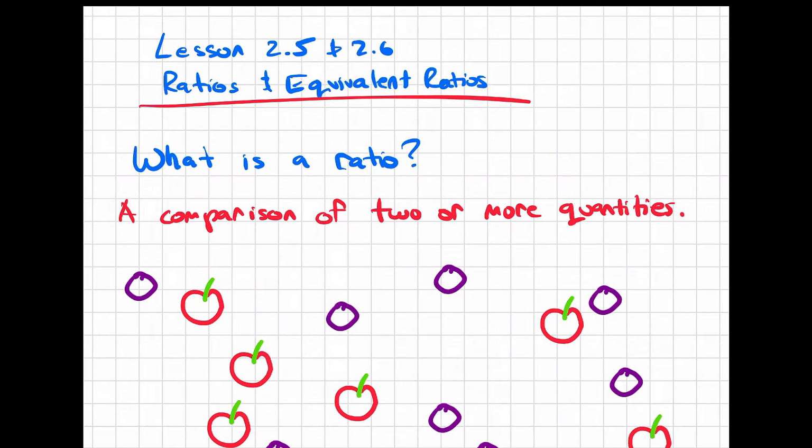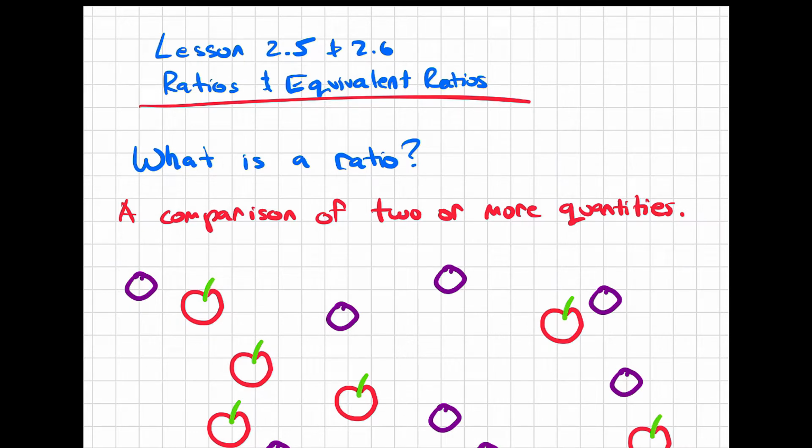This is lesson 2.5 and 2.6 put together. We're talking about ratios and equivalent ratios. So these two go hand in hand. You can't learn about ratios without understanding what an equivalent ratio is anyways. So what is a ratio?